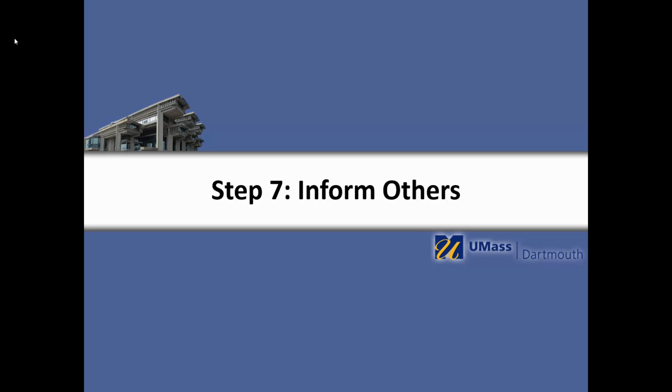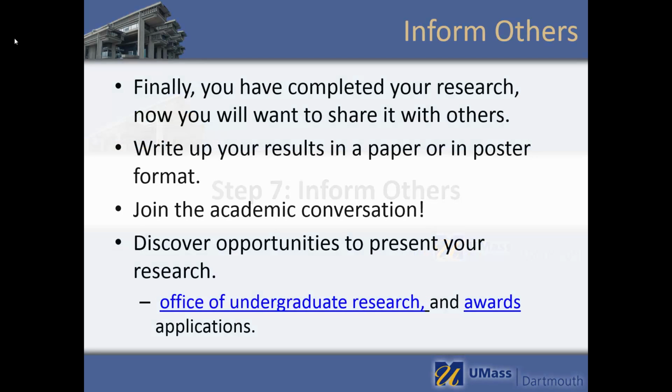You want to inform others about your research. And so once you've completed your research, you'll want to share it. The first step is to write up your results in a paper or a poster format. Ask your mentor if they know of any conferences where undergraduate students may present their research papers. Talk to your departments, your dean's office, or the Office of Undergraduate Research to see if they have any upcoming events for undergrads to present their original research.